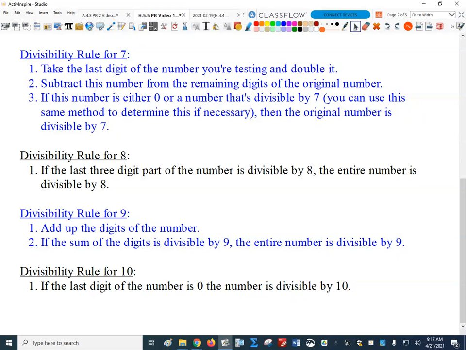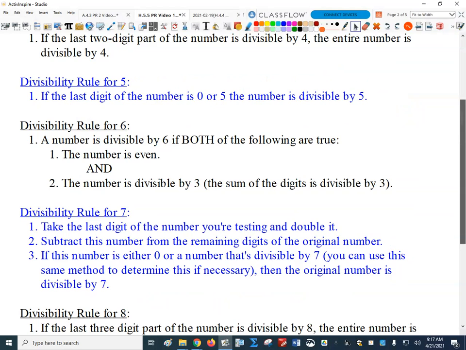You could take the sum of the digits and sum those digits and keep going until you get a manageably small number, and then ask yourself, is it divisible by 9? Does that make sense? So you can repeatedly apply these if you need to. Usually you don't have to do that. We don't typically deal with such enormous numbers, but if you had a need, you could.